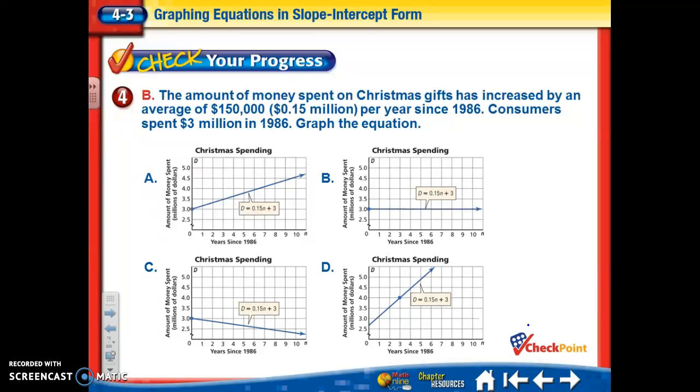And then once we've got that, we want to graph it. So we'd start, and notice they're going to count in millions of dollars, and we're going up 0.15 million. That's very hard to show, but I can tell you that graph B is constant. That doesn't have a positive slope. Graph C has a negative slope. And so this one, if I look down here at this one, this is up.